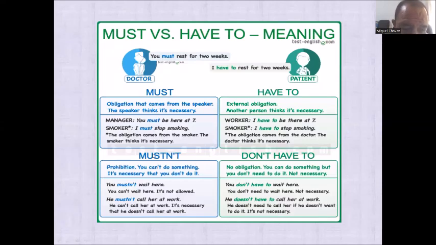In the opposite, we have mustn't. If we use must in negative, we don't express no obligation. We express prohibition. You can't do something. It's necessary that you don't do it. For example, you mustn't wait here. You can't wait here. It's not allowed. He mustn't call her at work. It means he can't call her at work. It's necessary that he doesn't call her at work because she is working.